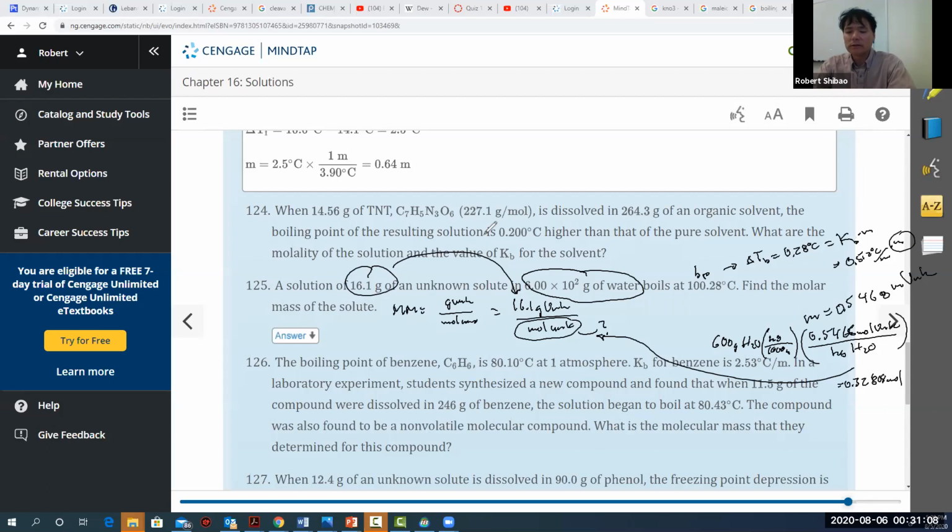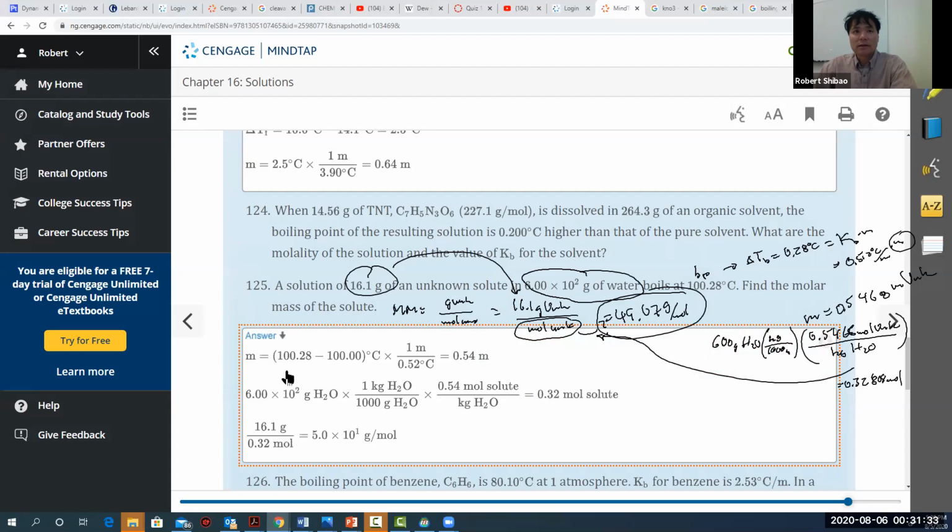So I'm just going to flip this over and then times 16.1. And that gives me 49.07 grams per mole. I'm not allowed this many sig figs, but we'll round it later if need be.